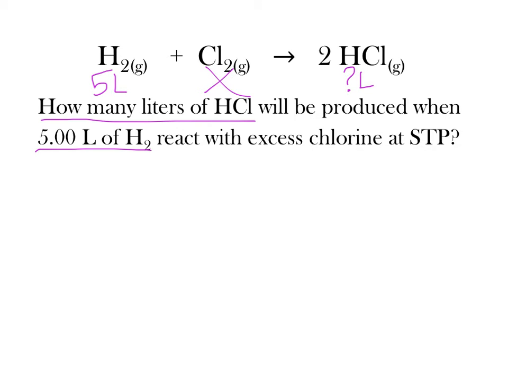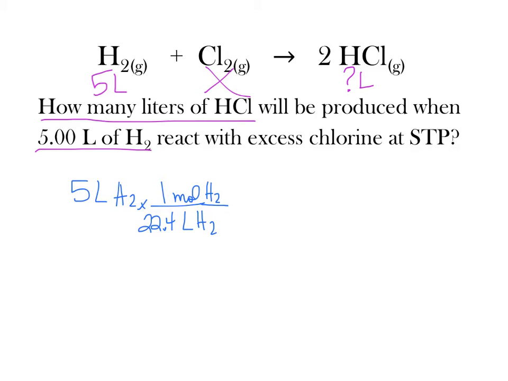So because stoichiometry wants to look at the mole-to-mole ratio of different elements in a reaction, I'm going to look at the moles of hydrogen and the moles of HCl. In order to do that, I'm going to convert 5 liters of hydrogen to moles of hydrogen. So I'll put liters H2 on the bottom, moles H2 on the top. And since this reaction is happening at STP, 1 mole of hydrogen, or really 1 mole of any gas, will have a volume of 22.4 liters.